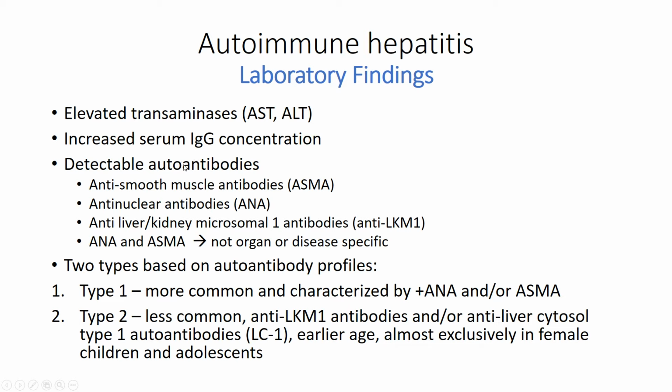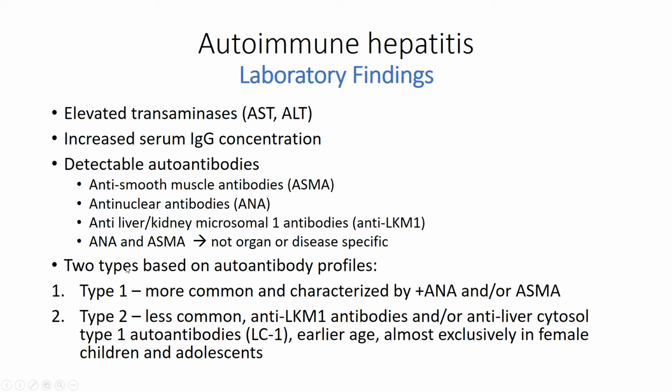There are detectable autoantibodies, as shown by this case. ANA was positive in our patient. You can also see elevation of the anti-smooth muscle antibodies, and other autoantibodies such as anti-liver kidney microsomal 1 antibody. But of note, ANA and ASMA are not organ or disease specific. They can be elevated in other autoimmune diseases as well.